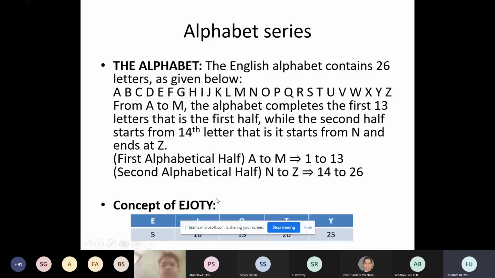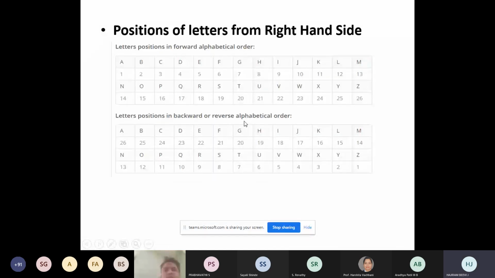So this is the letter position in forward alphabetical order. So A1, B2, C3, D4, E5, F6, G7, H8, I9, J10, K11, L12, M13, N14, O15, P16, Q17, R18, S19, then T20, then U21, V22, W23, then X24, Y25, then Z is 26.